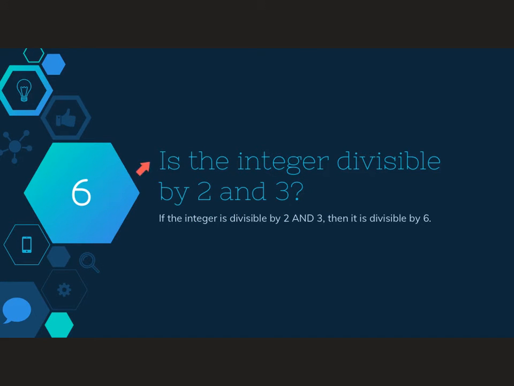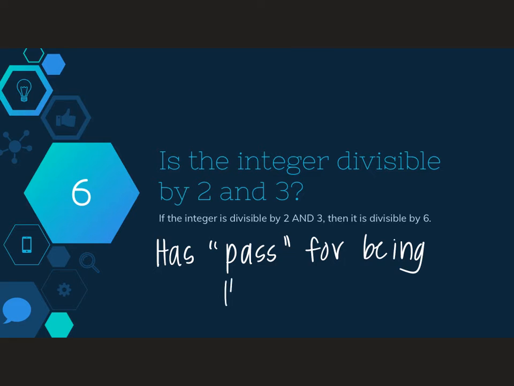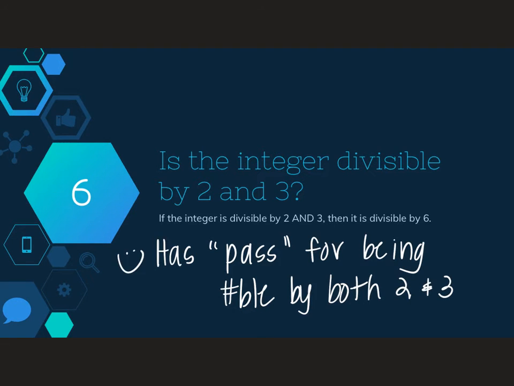For 6, there's no rule of its own. Is the integer divisible by both 2 and 3? So you look at your rules for 2 and for 3, and it just has to pass the test for being divisible by both 2 and 3. So if it fits both of those, then it's divisible by 6. So 6 doesn't get its own rule.